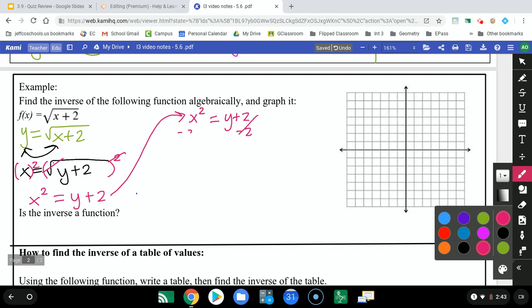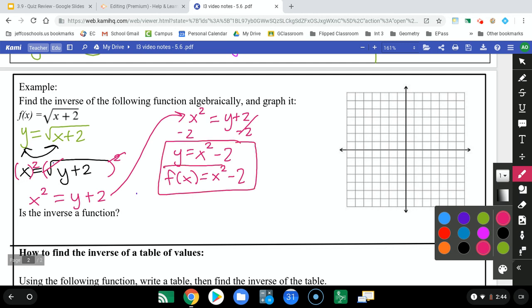When you subtract 2 on both sides, you end up getting y equals x squared minus 2. Or if you put it back into function notation, f of x equals x squared minus 2. Either one of these is the correct answer. However, f of x is the most correct answer.